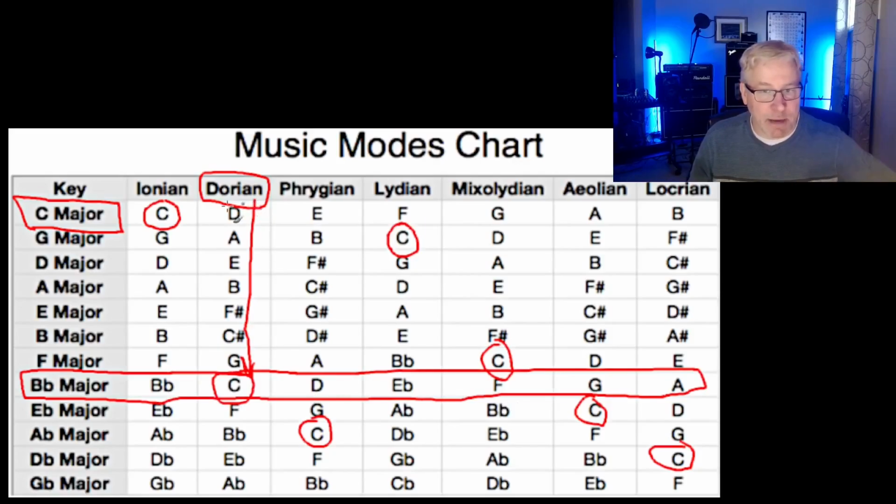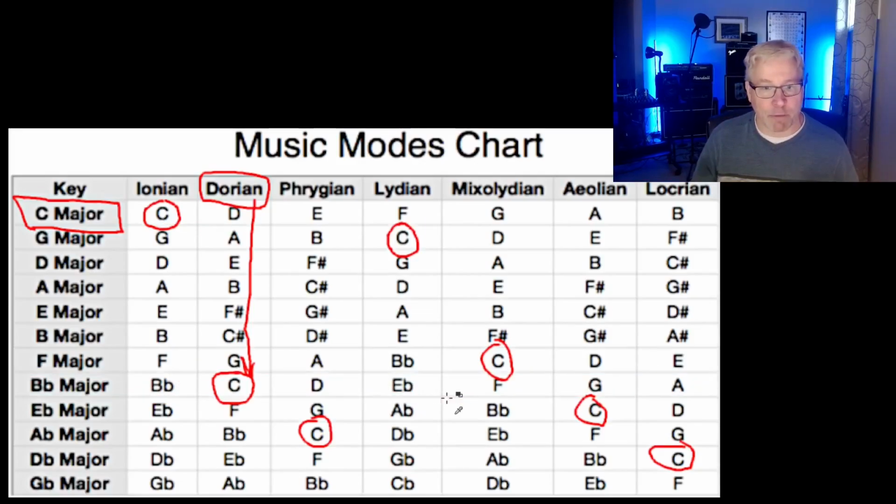Now there are some similarities between C Dorian, which is B flat major, and C major. So C and D are common notes. The E flat of C Dorian is out of scale for C major. F, G, and A are the same. And then there's this B flat here that's out of scale for C major. So that could make for some really interesting color if we went that route.